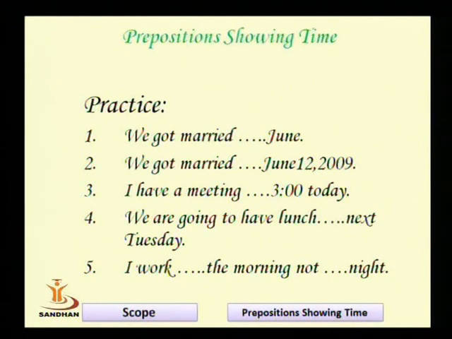It consists of 5 sentences. First, we got married dash June. The second one, we got married dash June 12, 2009. Be careful before solving the exercise. I have a meeting dash 3 today. We are going to have lunch dash next Tuesday. I work dash the morning, not dash night. I am giving you time to solve the exercise.